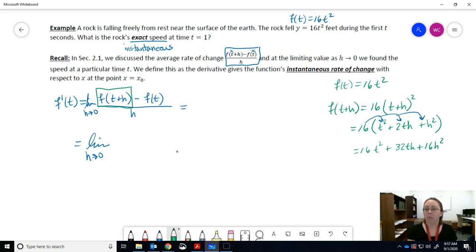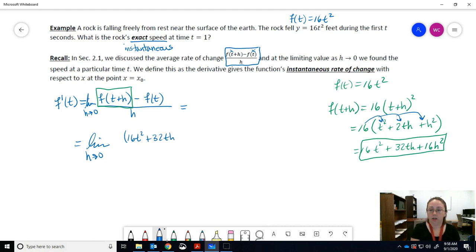I didn't mention, remember when you have parentheses squared, it means parentheses times itself, so I FOILed that. That's something we've talked about in previous videos. All right, so this is my f of t plus h, so I'm going to plug that into my formula for the derivative. So f of t plus h, 16t squared plus 32th plus 16h squared minus f of t. That's our original function. That was 16t squared all over h.